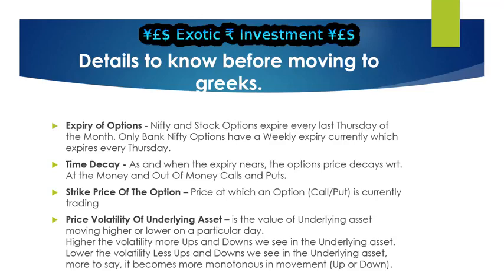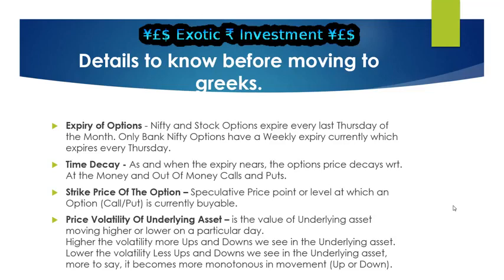Only the Bank Nifty options in India currently have a weekly expiry, and it expires every Thursday. It means that it is more volatile than Nifty or the stock options. Time decay. So what does that mean? As and when the expiry nears, the option price decays with respect to at the money and out of the money calls or puts. So what does decay mean? First of all, decay means it reduces or goes down in price. That's what decay means.